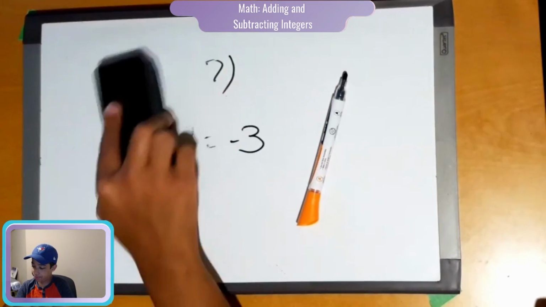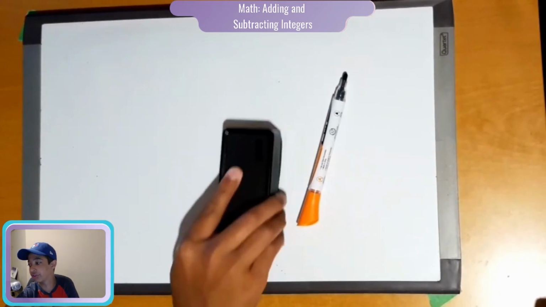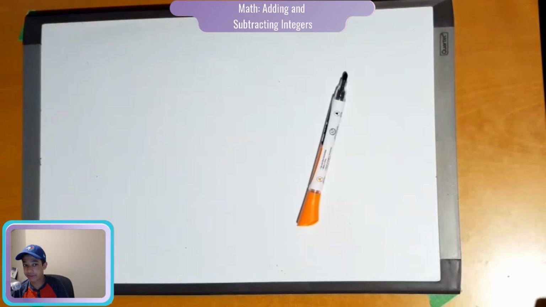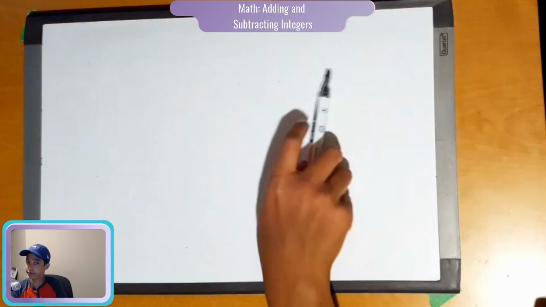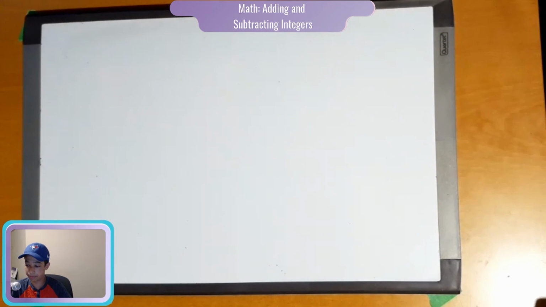Now, adding and subtracting integers, I would say, are more difficult than multiplying and dividing them. So we will get into that in the next video. But yeah, I'll show a couple more examples.